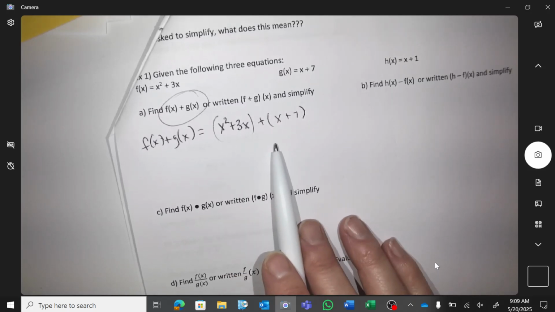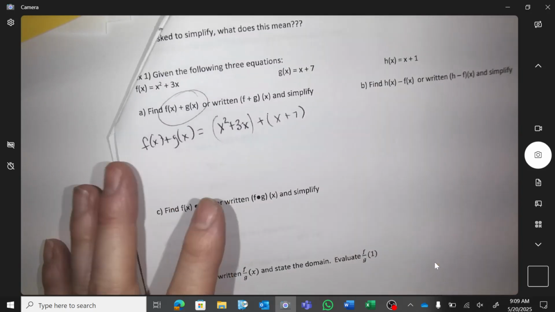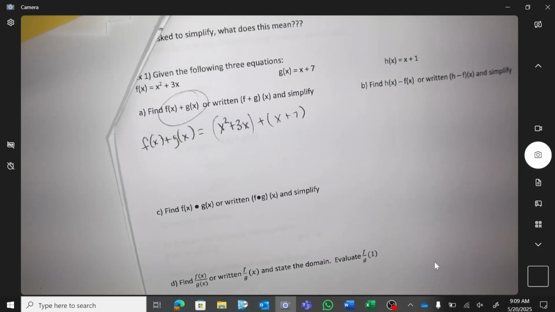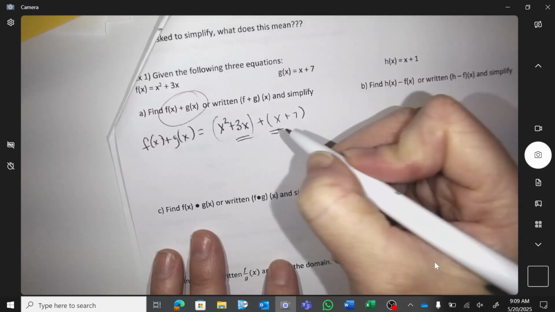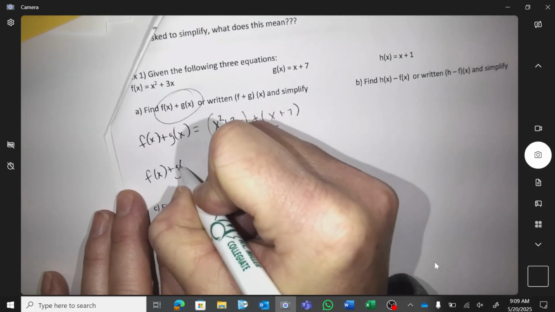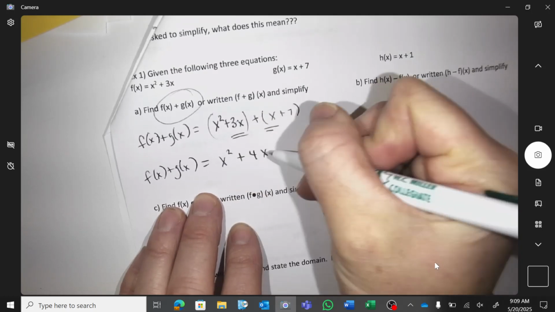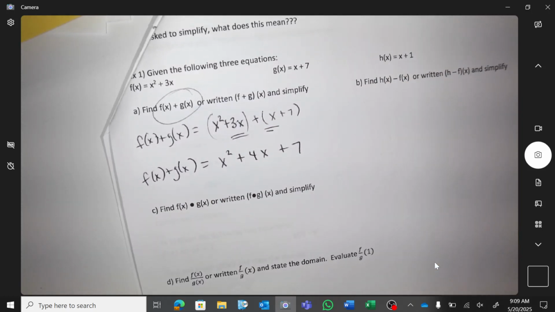Okay, when I add, does anything change about the bracket situation? No. So I can just really forget that the brackets are there. So simplify means, can I collect anything? Yeah. So my final answer would be f of x plus g of x equals x squared plus 4x plus 7. And then it's done. Remember, don't factor it. Factoring is not simplifying something.